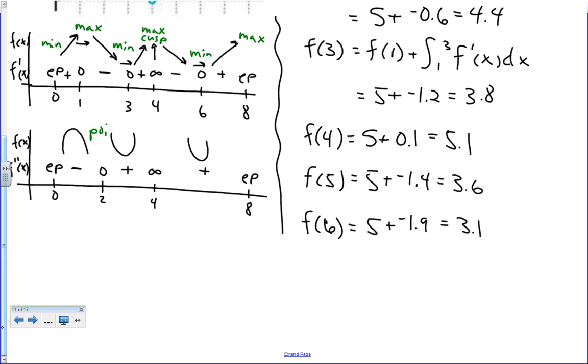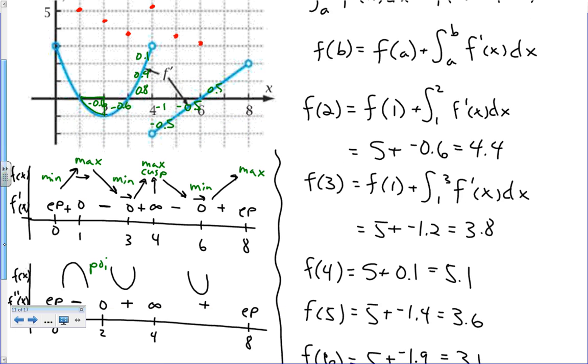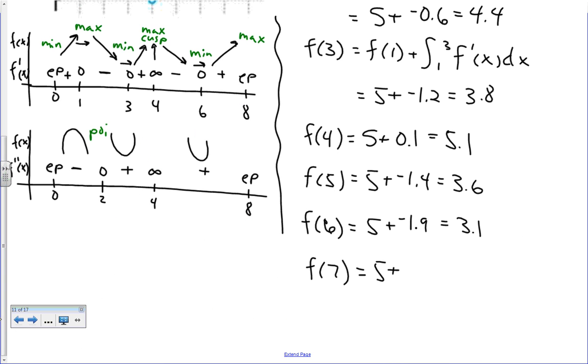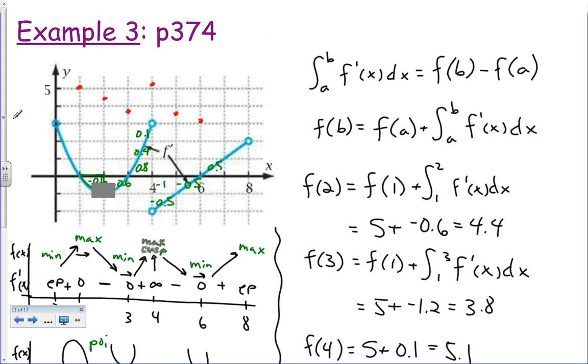And for f of 7, we end up with 5 plus the area from 6 to 7 we have to add on to this thing. 6 to 7, now we're above the x-axis, so that's a positive 0.5. We'll add on the positive 0.5 to the negative 1.9 that we had before to get negative 1.4. So we get 3.6. And we'll plot a point at 3.6.